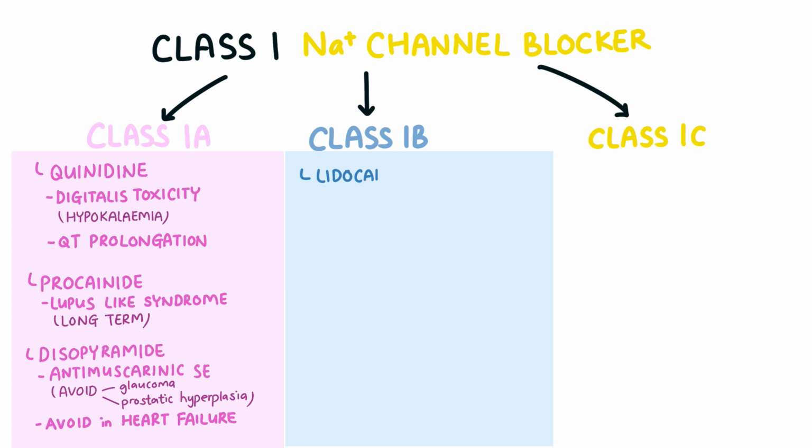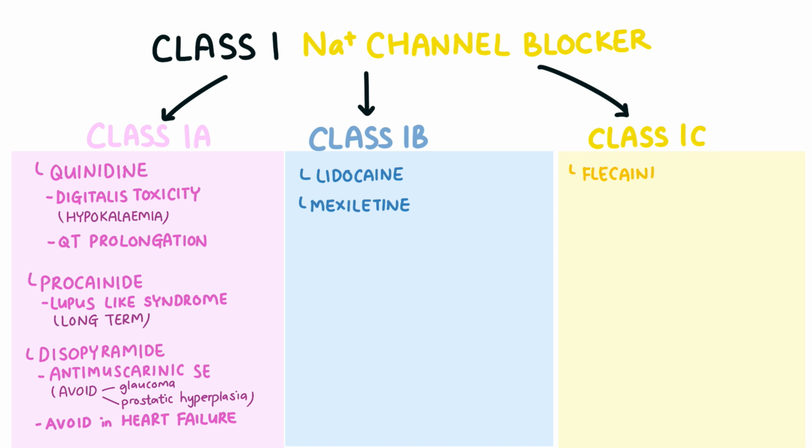Next is Class 1B. The 2 main drugs here are lidocaine and mexiletine. Unlike the Class 1A drugs, these don't have a significant effect on the QT interval. They are often used acutely in a hospital setting to treat ventricular tachycardia or other life-threatening arrhythmias.